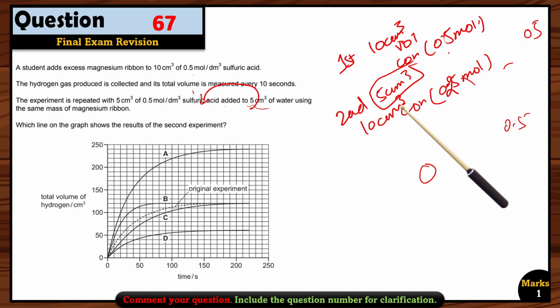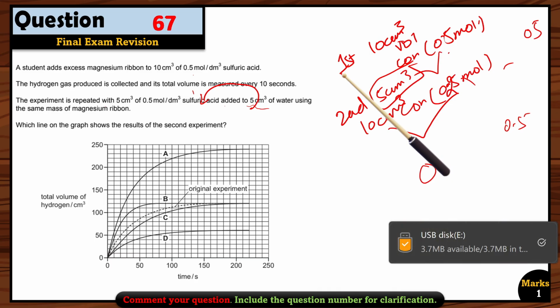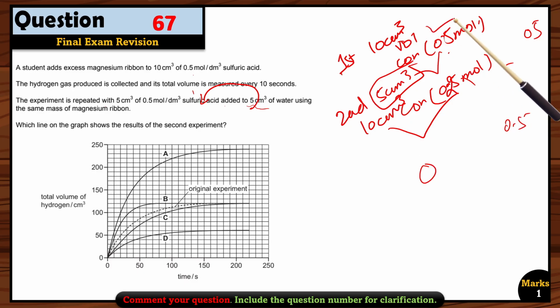Most probably your answer, if you find the number of moles here, what will be the number of moles for the first experiment and the second experiment? If the number of moles is less, it means your product will also be less. The first experiment will have how much moles? It will be 0. How much?